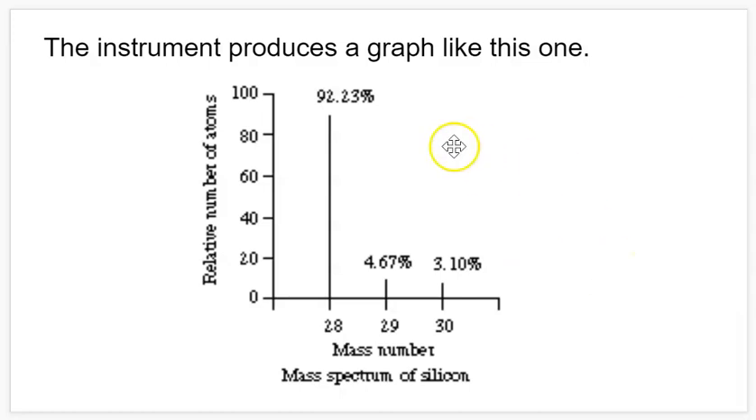So this is telling us that silicon 28 is the most stable because it is the most abundantly found one in nature. The 29 and 30 are a little bit more unstable, so they're more likely to fall apart, and you won't see as many of them naturally occurring.